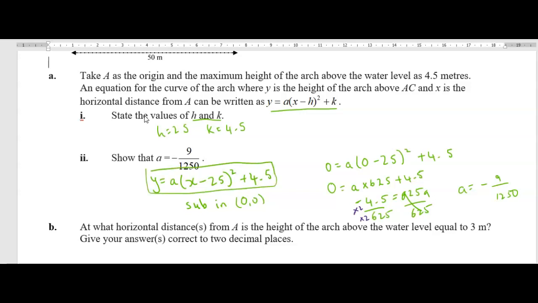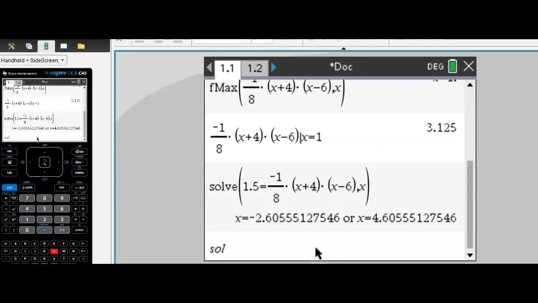Okay, and you also need to show, where are we? This bit here, that you're substituting in the point. So you probably should then also write in this. Say what you're doing. All right, so on your calculator, all you need to do is use solve. So let's get the CAS, solve.